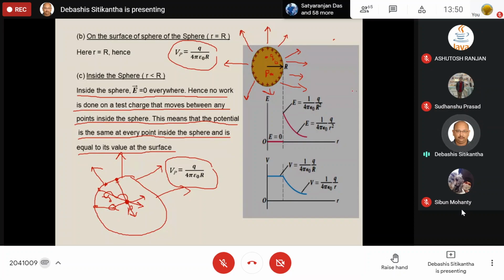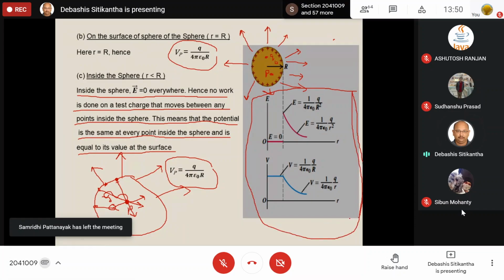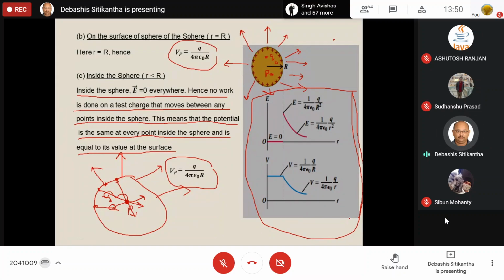Now the same thing has been drawn over here in this diagram, and usually this question comes. The statement is like this: the electric field at a particular point in space is zero. Is it true that every time the electric potential will also be zero? Yes or no? Can anybody answer it?